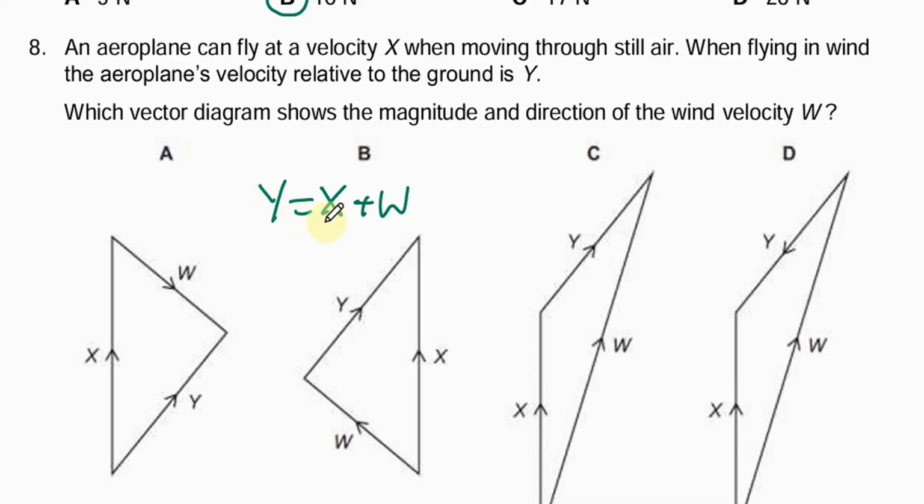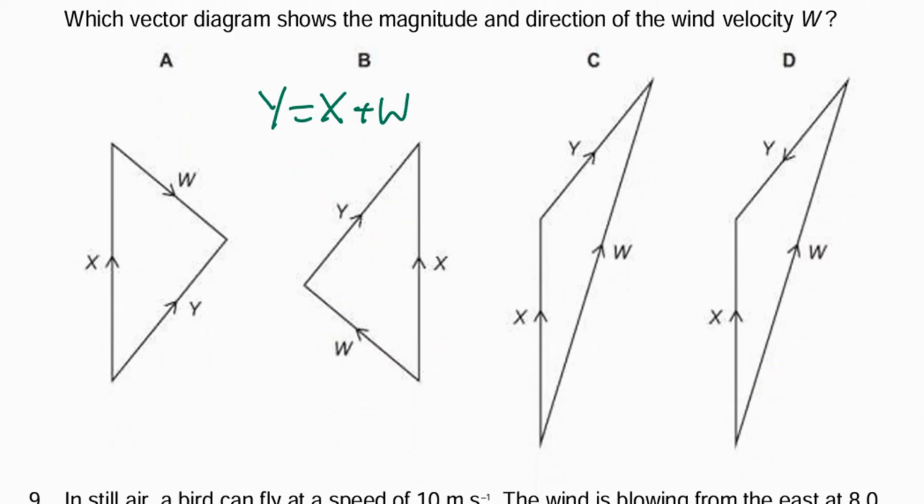Since y is the resultant of x and w, x and w must be drawn head to tail. And the only diagram in which y is the resultant of x and w, in other words, where x and w are drawn head to tail, is in A. So x and w are drawn head to tail, and y, the resultant, is from the tail of x, the tail of the first vector, to the head of the second vector, w.